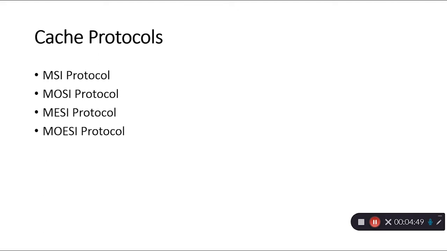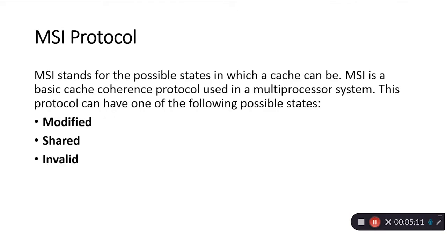MSI stands for the possible states in which a cache can be in. MSI is a basic cache coherence protocol used in a multiprocessor system. This protocol can have one of the following possible states. Modified. When data has been modified with inconsistent cache, which does not match the data in the main memory, the cache with the block which has this state has the responsibility to write the block to the main memory when it is evicted.